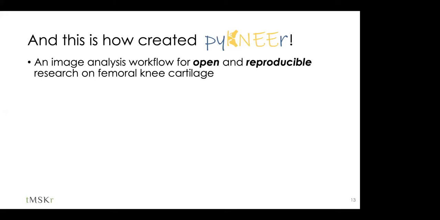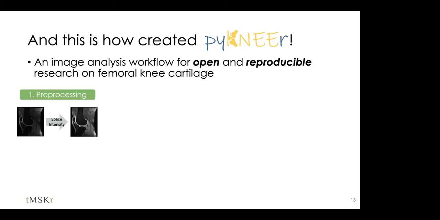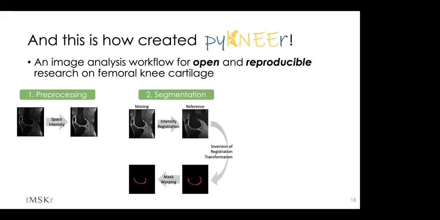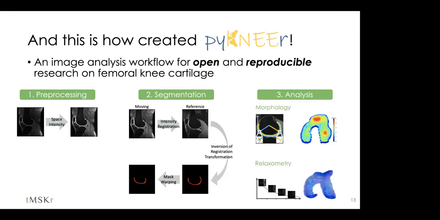Pioneer is an image analysis workflow specifically designed for open and reproducible research on femoral knee cartilage. And it is composed of the famous three parts that I've mentioned a couple of times at this point. So first, there is a module, a notebook for pre-processing, where I pre-process the images both spacing and intensity. Then I do the segmentation, which right now is a very simple single atlas segmentation, nothing too fancy. And then there is the analysis, both the morphology and the relaxometry.